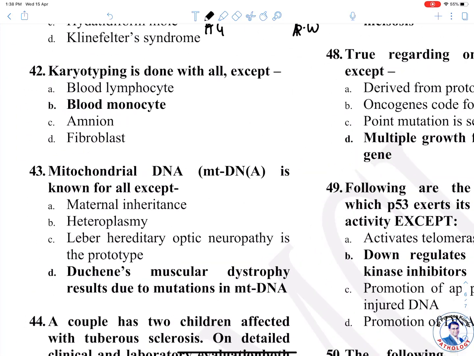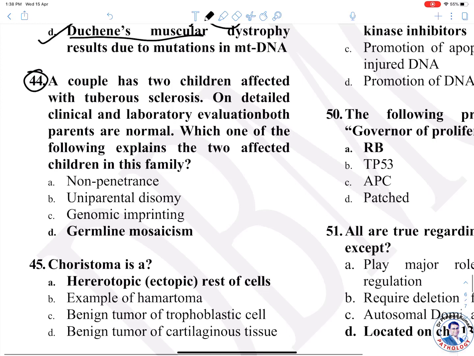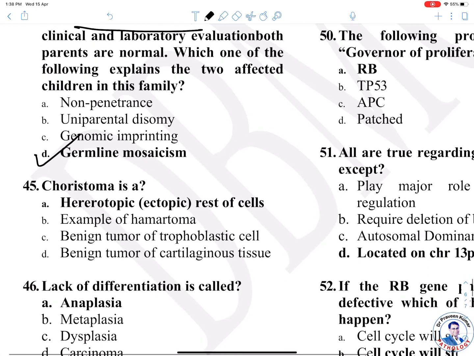Question number 42. This is a straightforward question. It is not done in monocytes, the reason being monocytes are slow dividing cells, and therefore the answer is monocytes. About mitochondrial DNA, Duchenne's is basically an X-linked recessive disease, and this has been seen in the notes that I have shared with you on the group also. The answer is D. This is basically the image of Tyrion Lannister, a very good example of tuberous sclerosis or achondroplasia, which may happen with germline mosaicism.